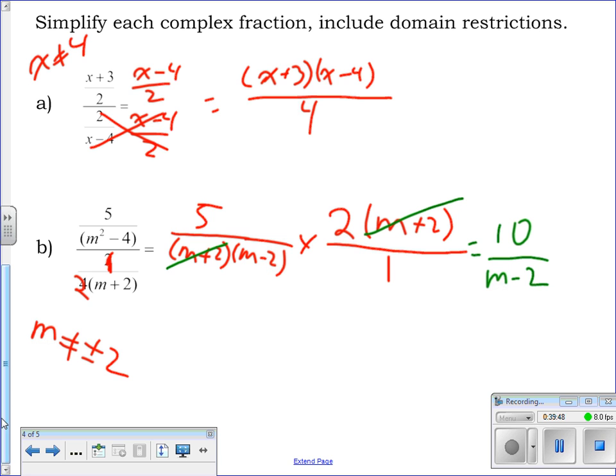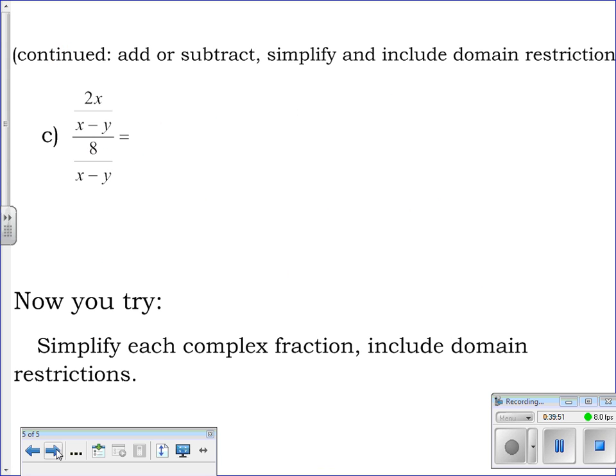Questions? Okay. This one, just invert and multiply. What domain restrictions on this one are goofy? What's going to make my denominator 0? When x and y are the same. My domain restrictions on this one: x can't equal y. As long as x and y are not the same number, I won't get 0. If x and y are the same number, I get 0. But don't worry about it. That's not going to hit you on the test.